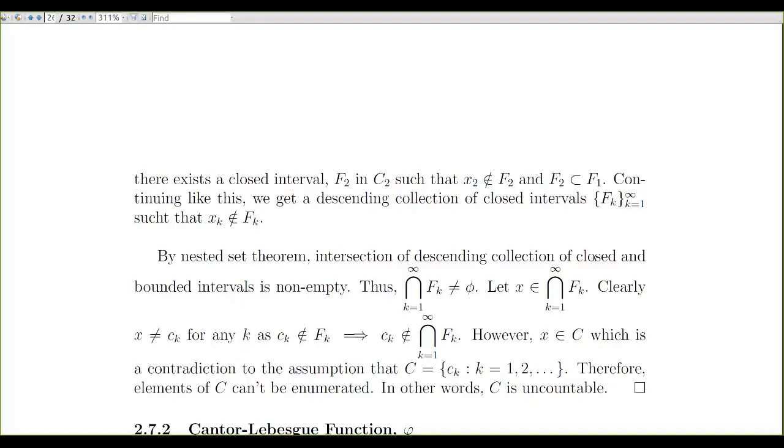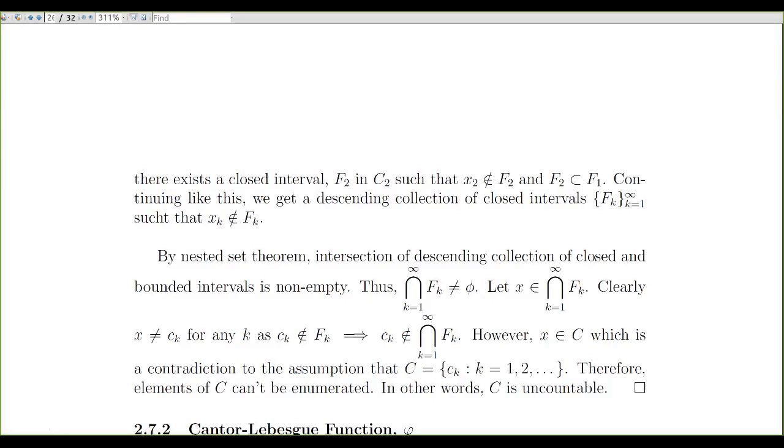x belongs to the intersection over k equal to 1 to infinity of Fk. Then x belongs to F1, F2, F3, etc. x belongs to all these intervals. And then we can see that x is not equal to Ck for any k. If x is equal to Ck, then x should not belong to Fk, but we know that x belongs to Fk. Therefore, x is not equal to Ck for any k. Therefore, we have a point x which is not there in C.